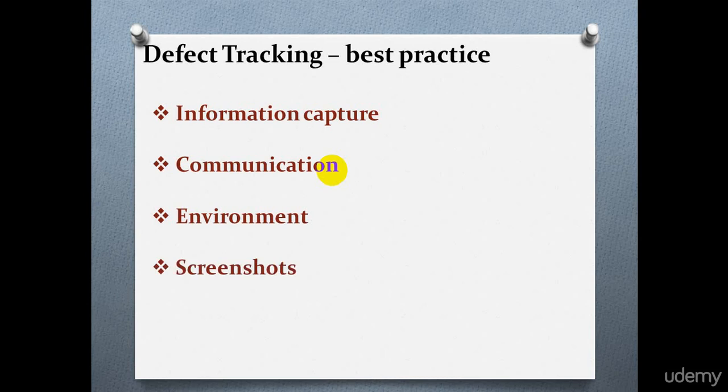Screenshots. Reduce ambiguity with screenshots. Attach screenshots of failures to reduce ambiguity and confusion. A screenshot can simplify the defect reporting process. Screenshots can be especially useful when team members do not speak the same language.